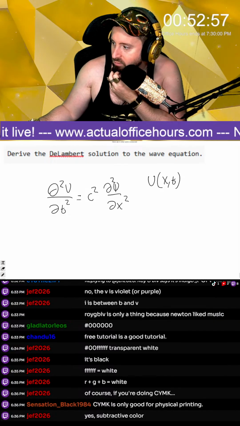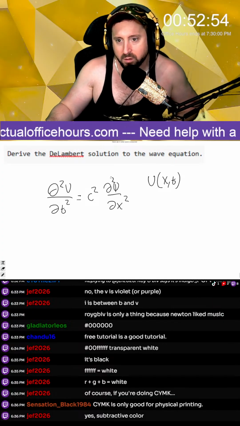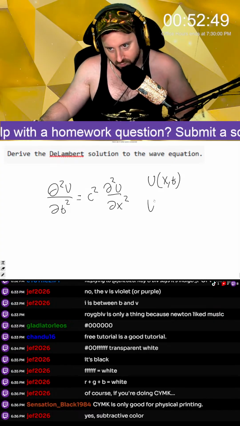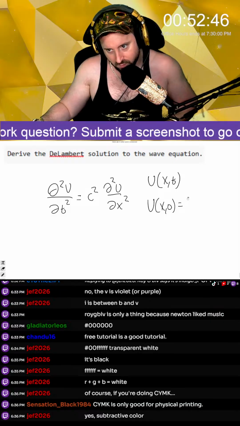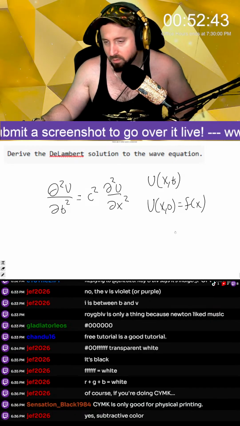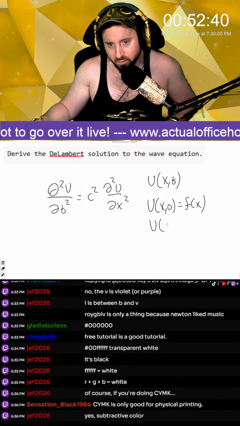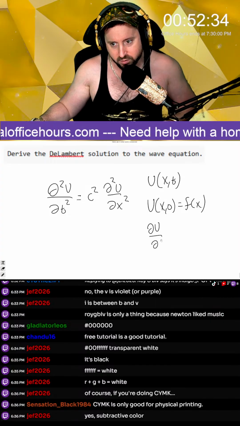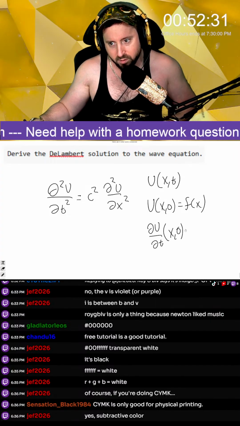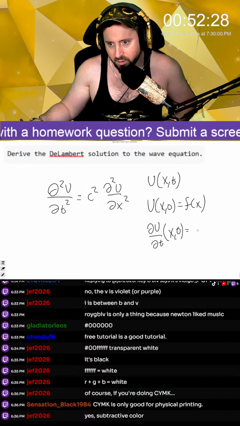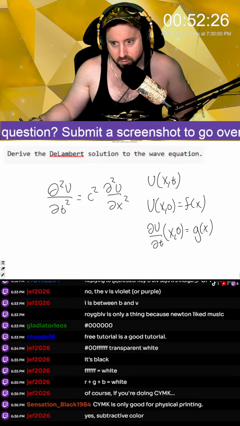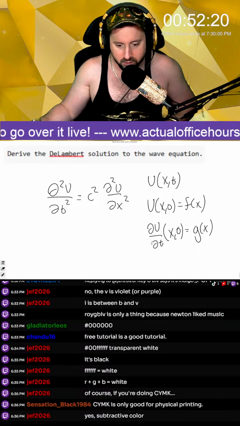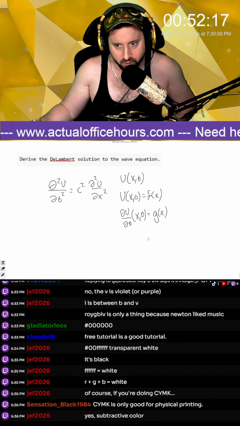Okay. Where do we go from this? We're also going to have our initial conditions as u of x comma 0 being equal to f of x, and u_t of x comma 0 is going to be equal to g of x. So du/dt of x comma 0 is equal to g of x. So this is our initial position, and this is our initial velocity, per se. Yeah, exactly.